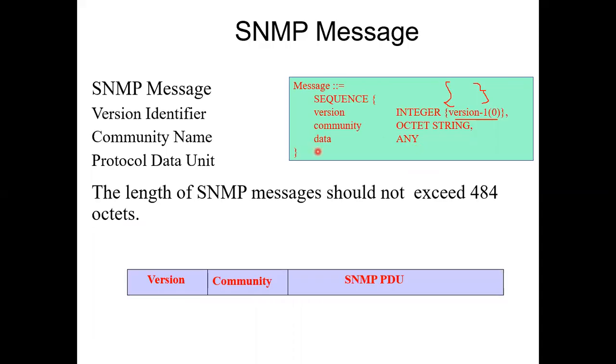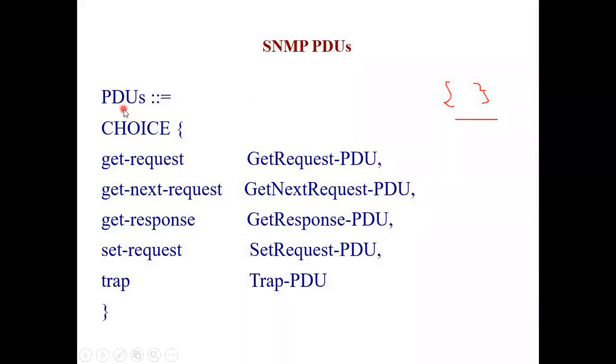Now I might get some data, I might set the data, or I am sending a trap message. To be specific, this is the data I have put in. So what are those data? PDUs. PDUs again is a choice. Which PDU do you have to take? Either a get request, get next request, get response, set request, or trap. These are the 5 messages.